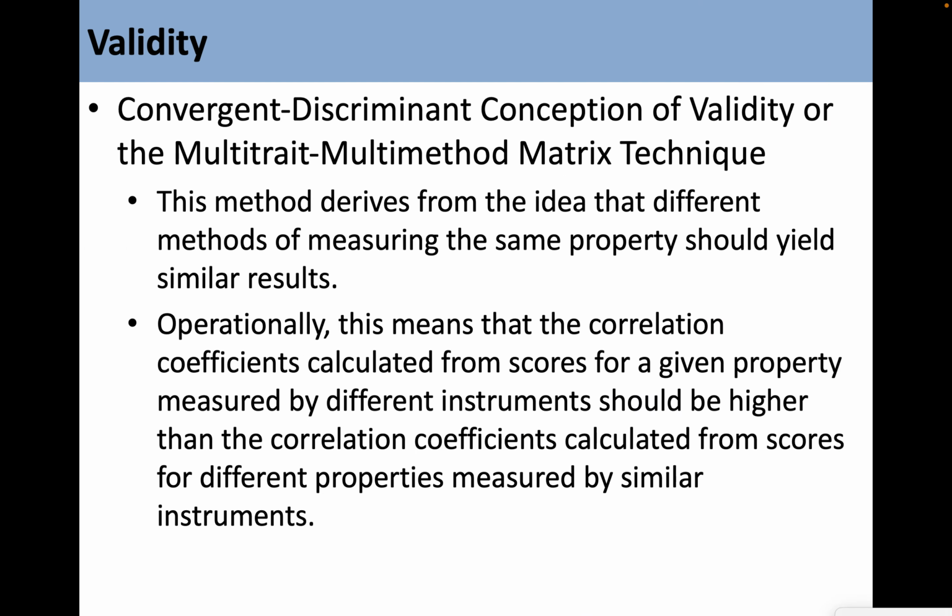Convergent-discriminant conception of validity, or the multi-trait, multi-method matrix technique. This method derives from the idea that different methods of measuring the same property should yield similar results. Operationally, this means that the correlation coefficients calculated from scores for a given property measured by different instruments should be higher than the correlation coefficients calculated from scores for different properties measured by similar instruments.